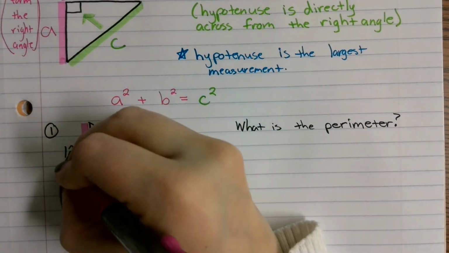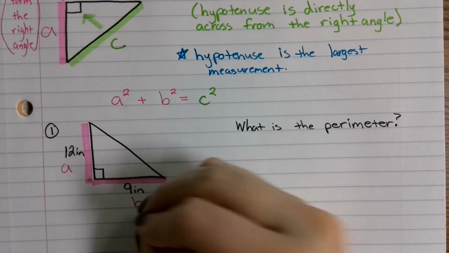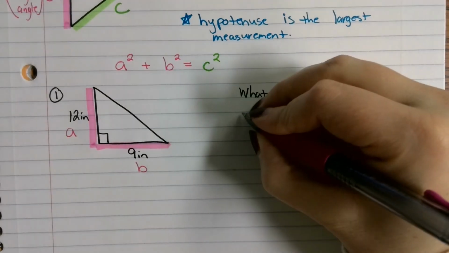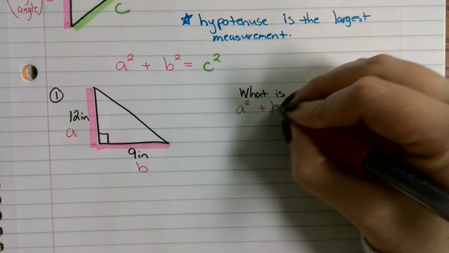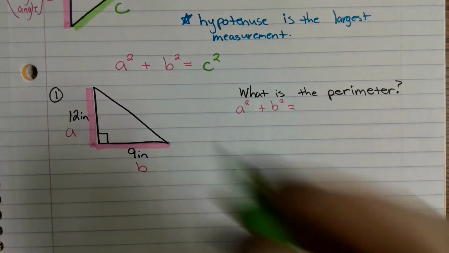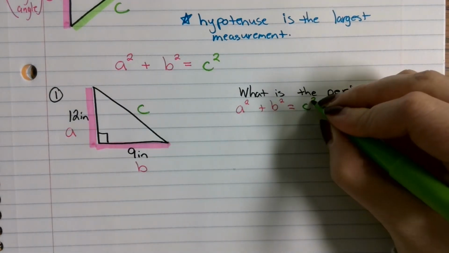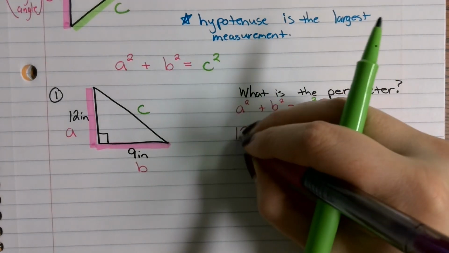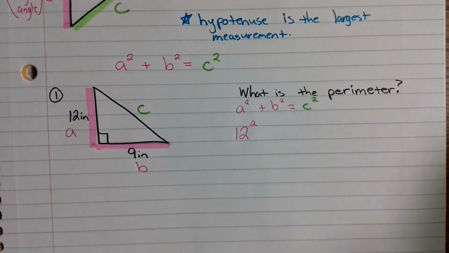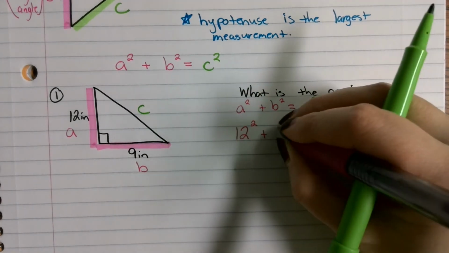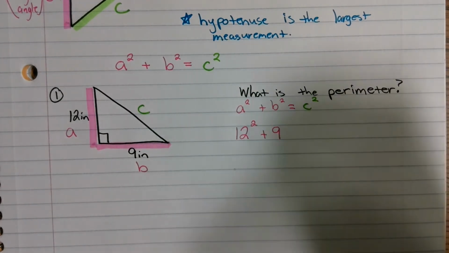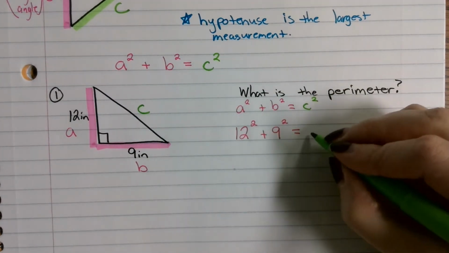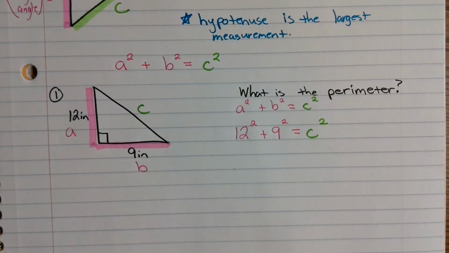So I'm going to label 12 as my A and 9 as my B. Then I substitute into my formula of A squared plus B squared equals C squared. C is the value that is missing in this case. Instead of A squared, I replace A with 12, so I have 12 squared. Instead of B squared, I replace B with 9, so I have 9 squared. I don't know what C is, so it stays C squared.